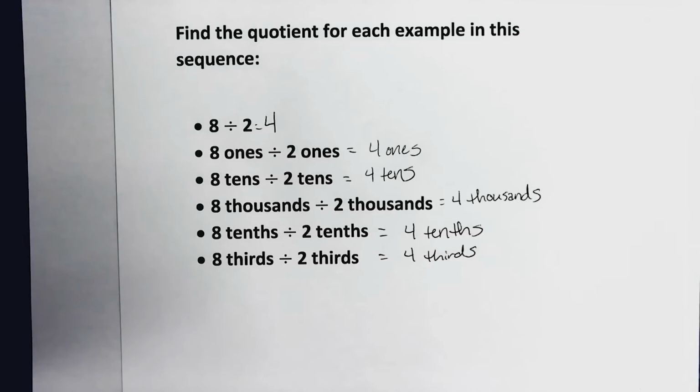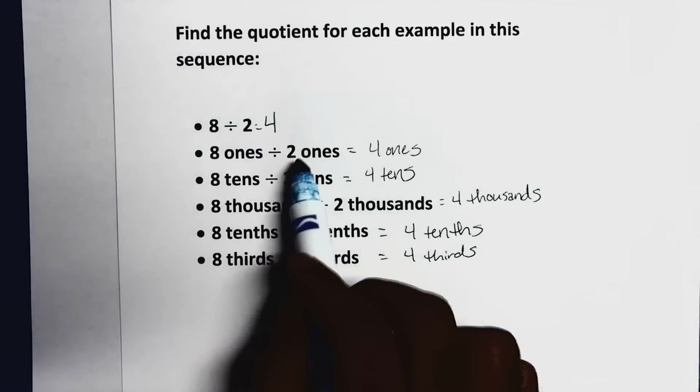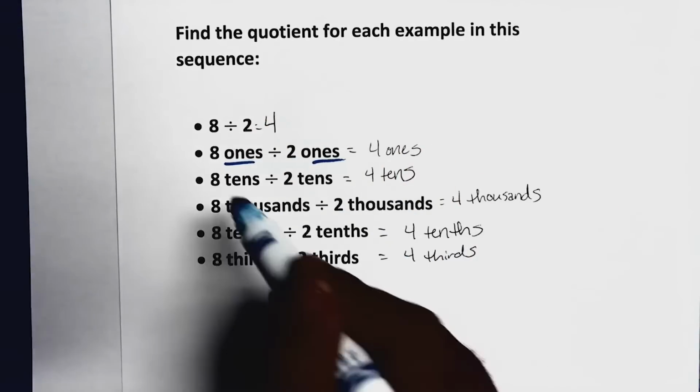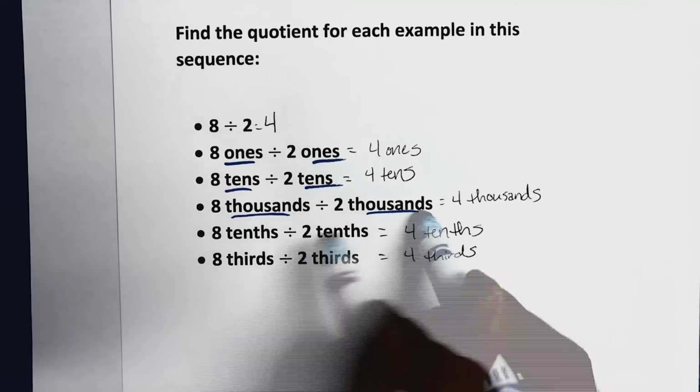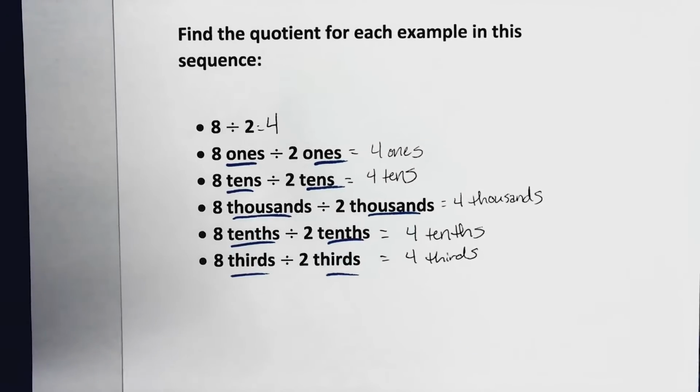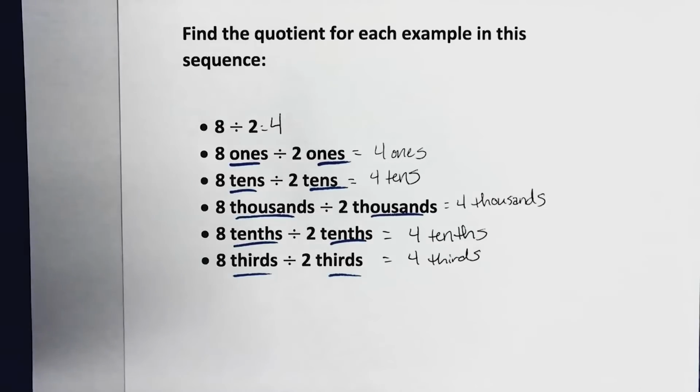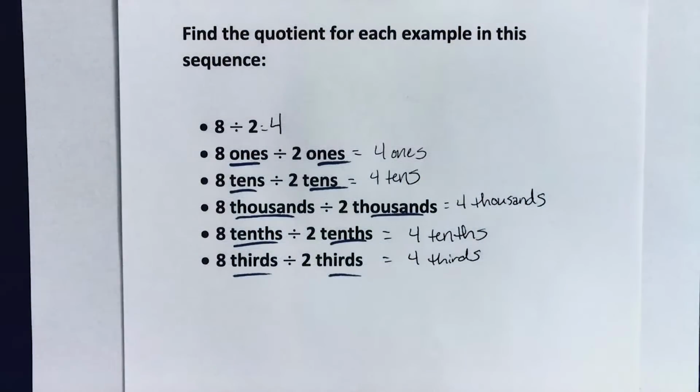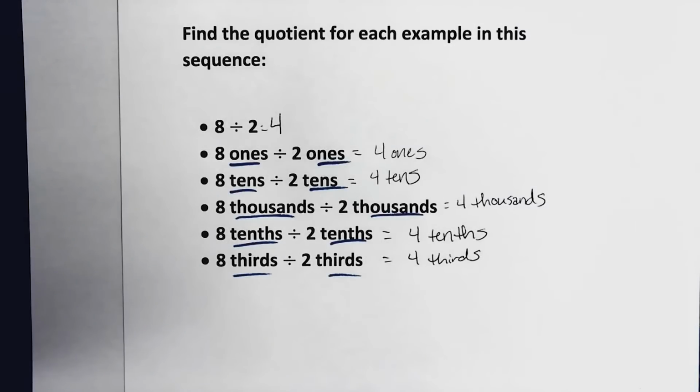Why do you think this is true? Yes, it's because we are working with the same units. So for this one, I have the same units of 1, here I have the same units of tens, units of thousands, tenths, and thirds. Remember, units represent a quantity. For us, the units will be represented by the denominator, since it tells us how many groups a whole number is divided into. Since the units are the same in each example, the basic fact is that 8 divided by 2 gives me 4.